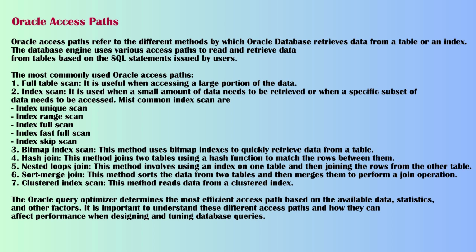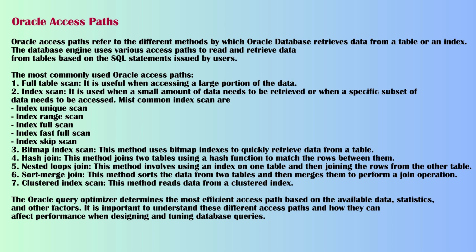If a match is found, the resulting row is returned, and the process continues until all possible matches have been found. The performance of a nested loop join can vary depending on several factors, including the size of the tables being joined, the selectivity of the join condition, and the available hardware resources. In general, a nested loop join is most efficient when the outer table is small and the inner table is indexed on the join column.